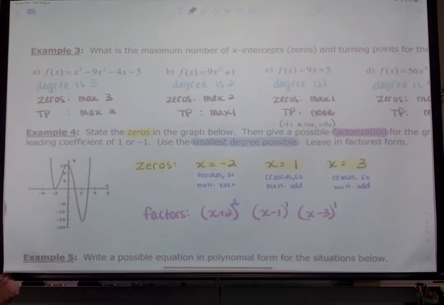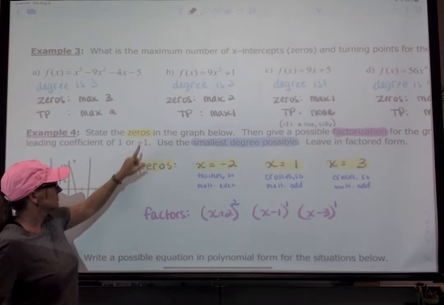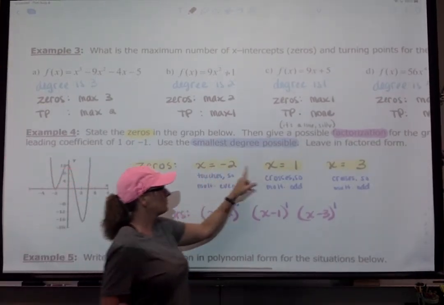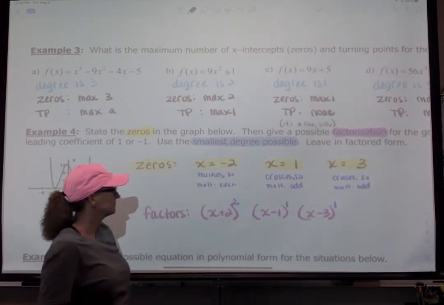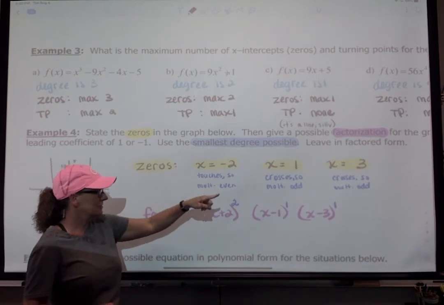Okay. Example 4, these are fun. I like these. According to the picture, state all the zeros. Okay, so I did that. -2, 1, and 3. Look how I wrote them. Then give a possible factorization.